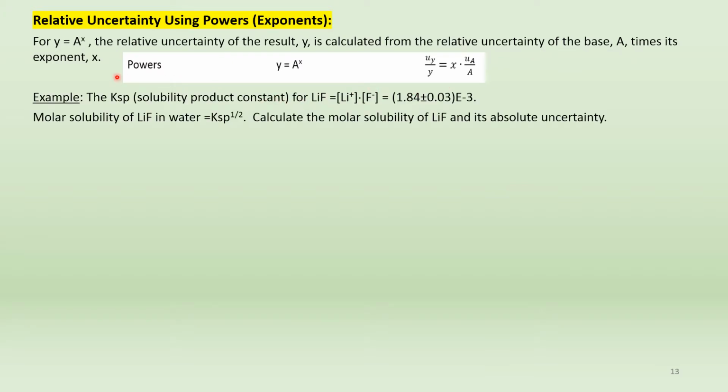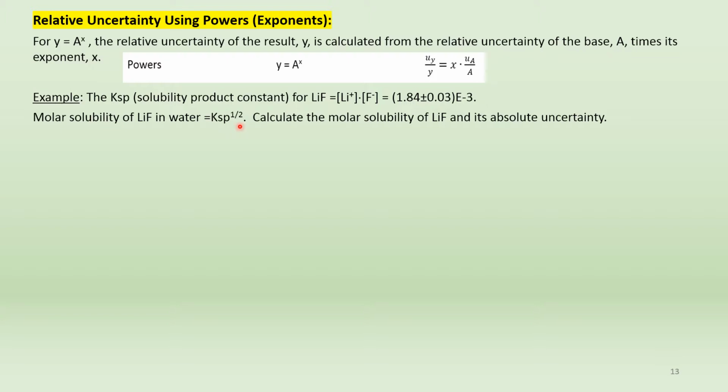So the Ksp is the solubility product constant. And for lithium fluoride, it would be written as the molar concentration of lithium ion times the molar concentration of fluoride ion. The literature said the value is 1.84 plus or minus 0.03 times 10 to the minus 3. So the 10 to the minus 3 applies to both the uncertainty and the value. Now the molar solubility of lithium fluoride will be Ksp to the 1/2. Now if that's not clear to you, I'll leave that to your chemistry prof to explain, but I just want you to go through the mathematics.